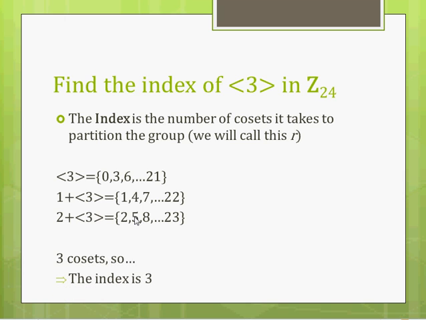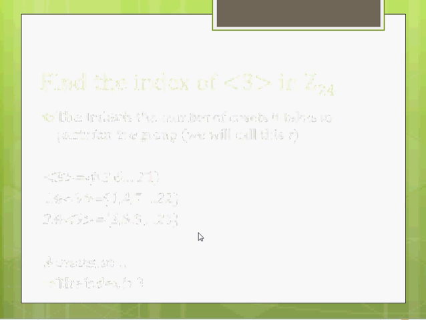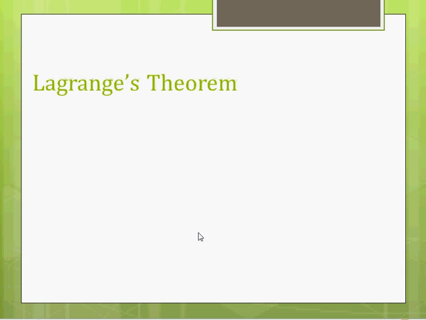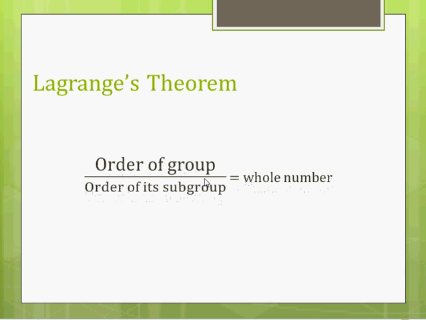3 cosets, the index is 3. It's easy. Okay, continue. Lagrange's theorem. Here we go. It's a very popular theorem, and let's see what it is.